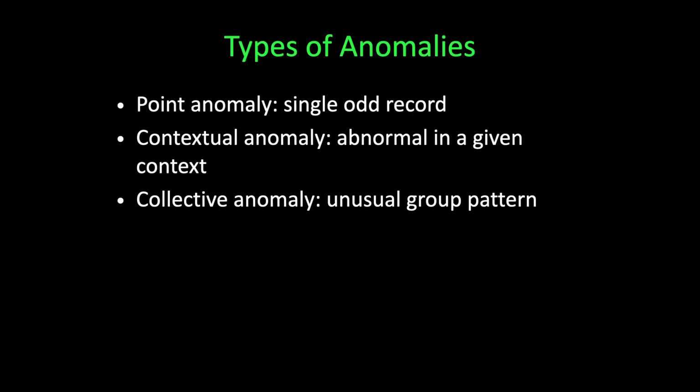Third category is collective anomaly. This occurs when a group of events taken together form a suspicious pattern. For example, one failed login attempt might not mean anything, but 200 failed logins in 5 minutes from the same source tells a very different story. Likely a brute force password attack. Collectively, those events reveal an anomaly. Understanding these three categories, point, contextual, and collective, is essential because they shape how we design our detection methods and how we interpret alerts in a security operations center.